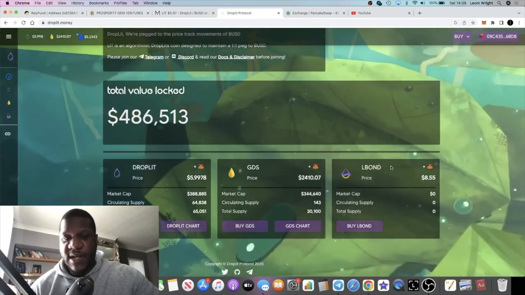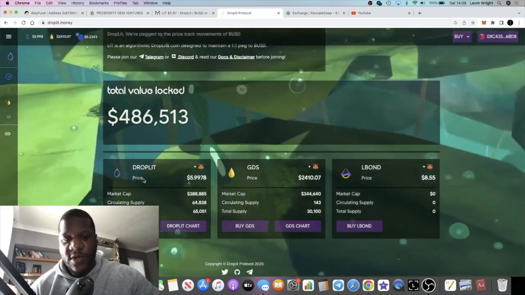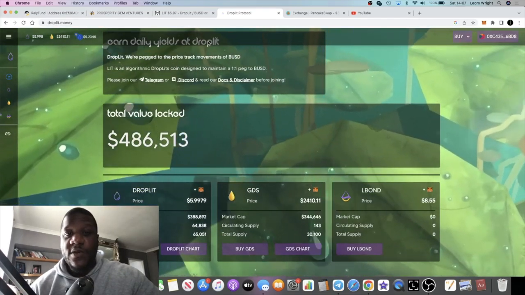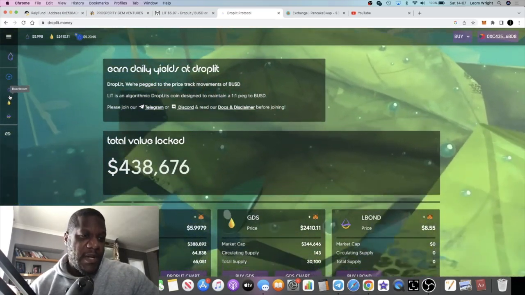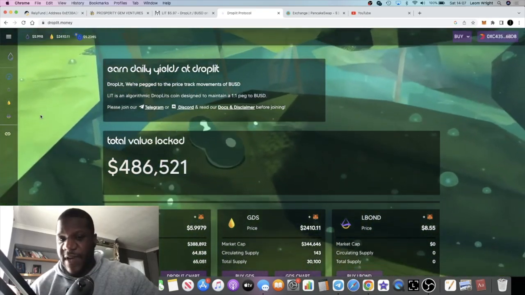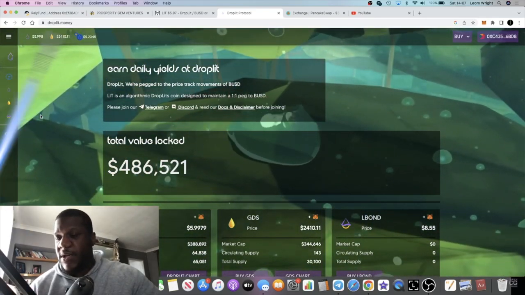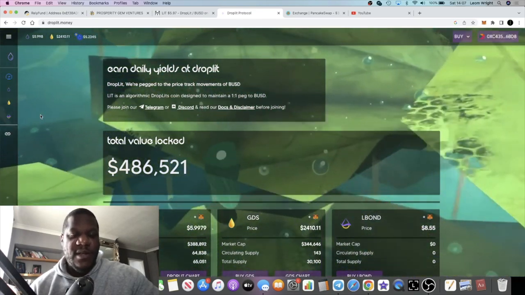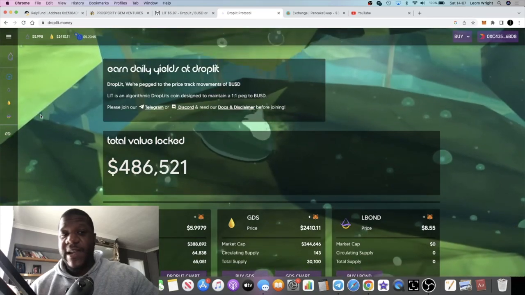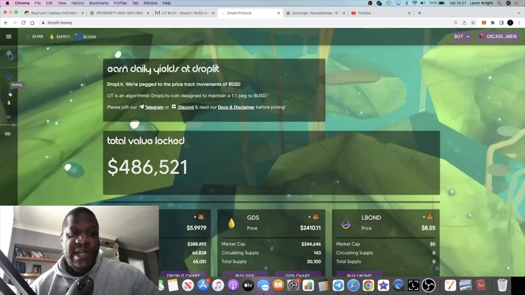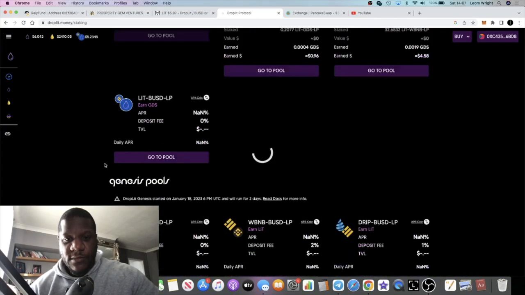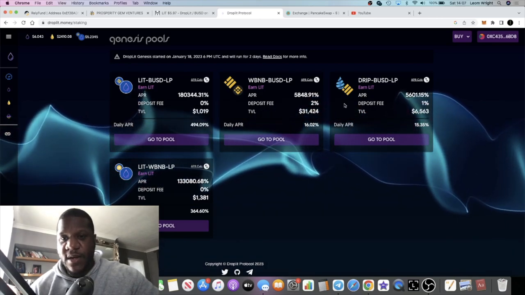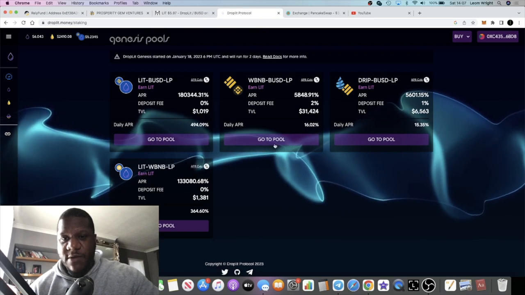There are two tokens, and then there are the bonds. You have the Droplit token, which is the LIT token, then you have the GDS token, which is the Golden Drip Shares. In the Genesis phase, you were able to stake your native tokens like BNB or whatever, or farm to earn the LIT token. The Genesis phase is over, and they had these pools with huge APRs, guys. LIT BNB, BNB BUSD, and so on.